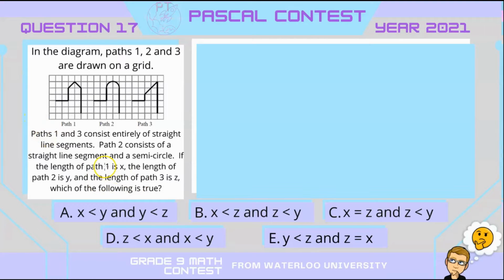Alright, so in this question it says path 1 has a length of x, path 2 has a length of y, and path 3 has a length of z. So let's compare these paths. Alright, so let's say on this grid each square has units 1. So if we were to count all of these horizontal and vertical components, you would have 1, 2, 3, 4, 5, 6, 7, 8. And you can do the same for these other two.